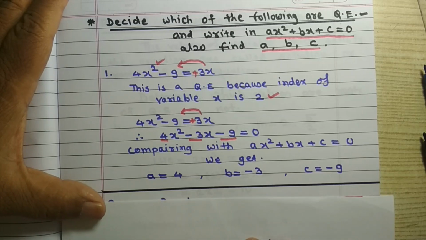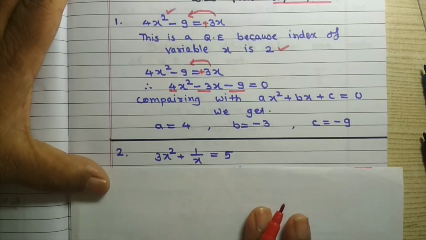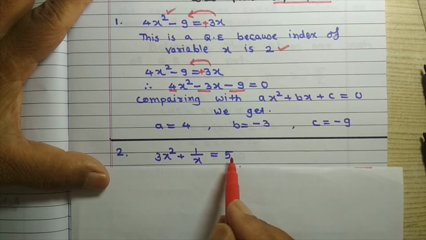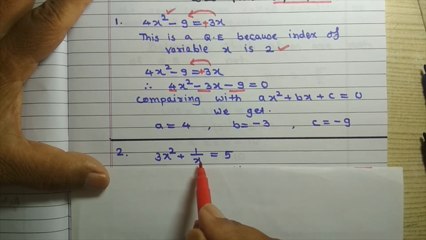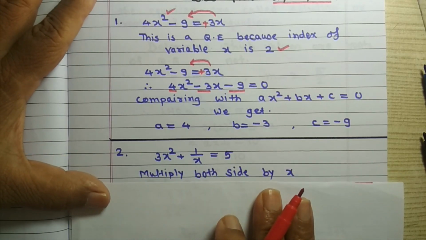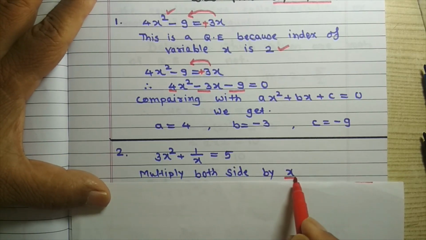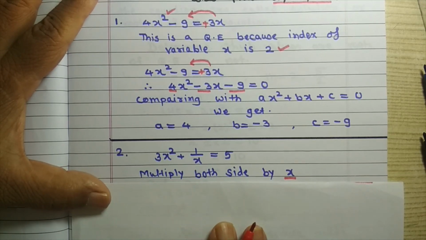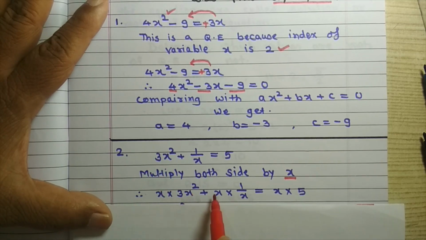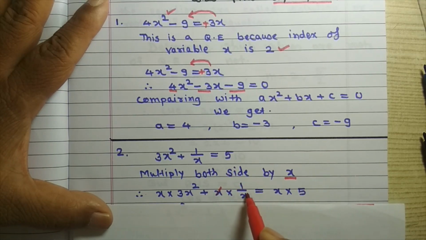Okay, second example, 3x square plus 1 upon x is equal to 5. In the denominator is x, therefore we have to multiply both sides by x, because we have to cancel the denominator term. Then it becomes x into 3x square plus x into the second term, that is 1 upon x, is equal to x into 5. In this case x gets cancelled.